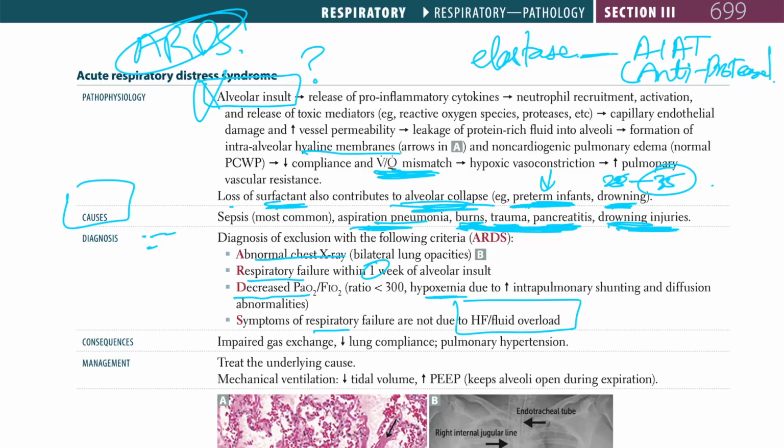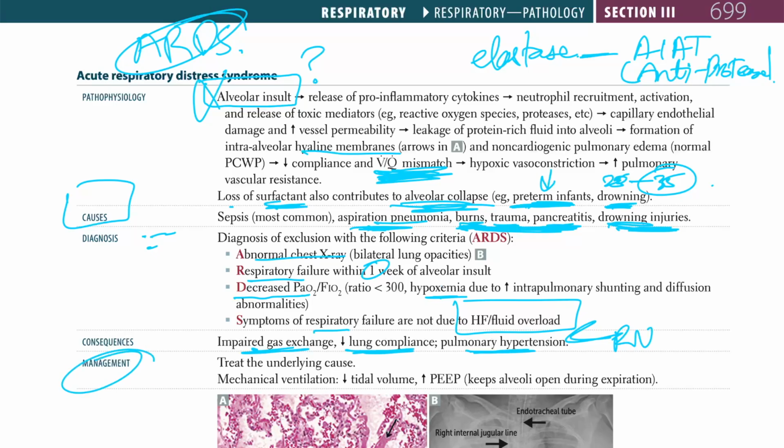What are the consequences of it? You will have impaired gas exchange, which we talk about as VQ mismatch, decrease in lung compliance, the lung cannot expand, basically, and also pulmonary hypertension, because you have so much fluid there now. It's really hard for the right ventricle to push into your pulmonary arteries because of pulmonary hypertension.